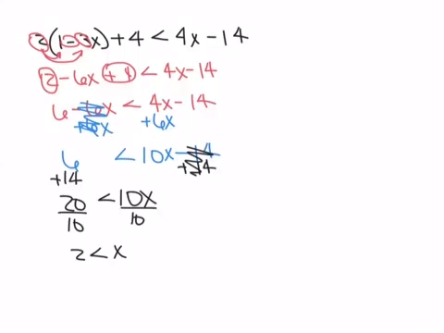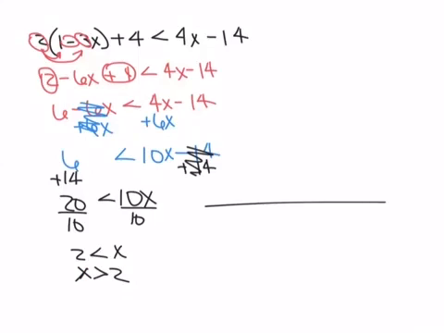So we end up with 2 is less than x, or another way to write that would be to just put the x in front and let the sign move with it. See, the big end of the sign is facing the x, so when I turn it around, I have to turn it so the big end is also still facing the x. So that ends up being your answer there.